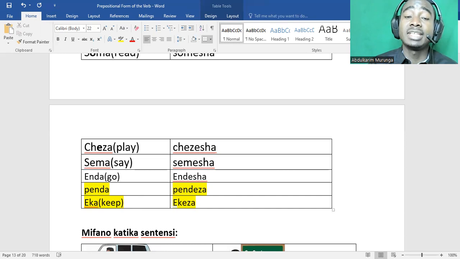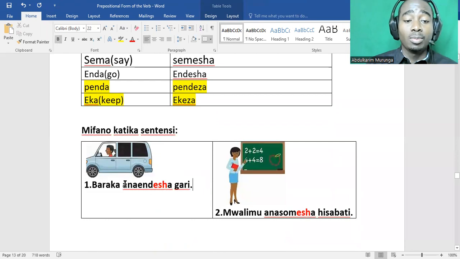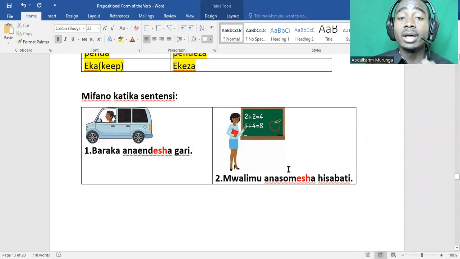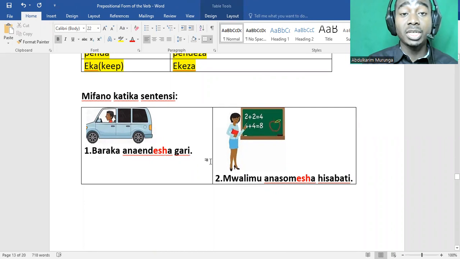Let's have example sentences and see how this form of the verbs is used. We have here, one, Baraka anaendesha gari. Baraka is driving a car. Two, Mwalimu anasomesha hisabati. The teacher is teaching math. So kusomesha, from the word kusoma, to learn, to study, kusomesha, to teach.